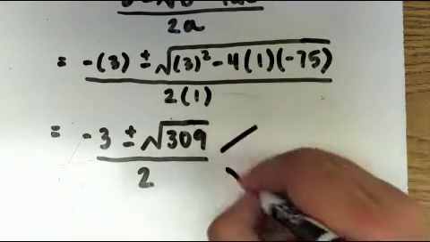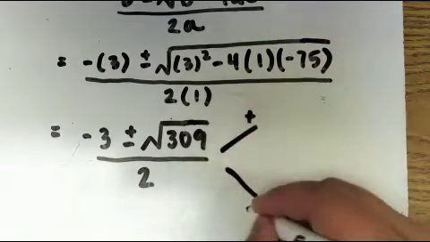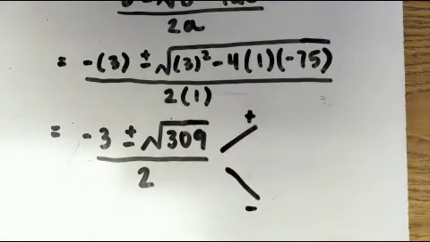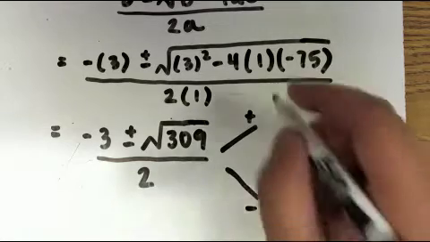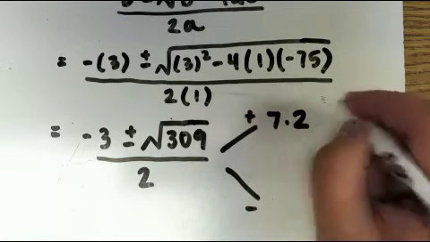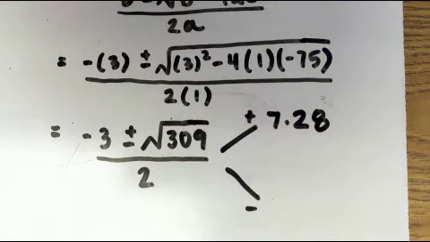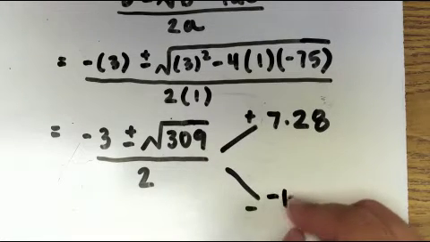Okay, so let's get our two solutions here. This will be the plus one, this will be the minus. So the plus, let's see, negative 3 plus the square root of 309 divided by 2 gives us approximately 7.28, which is fine. It's okay to get decimals here. Okay, and then the negative case here, we've got negative 3 minus the square root of 309 all over 2. And we get negative 10.28.